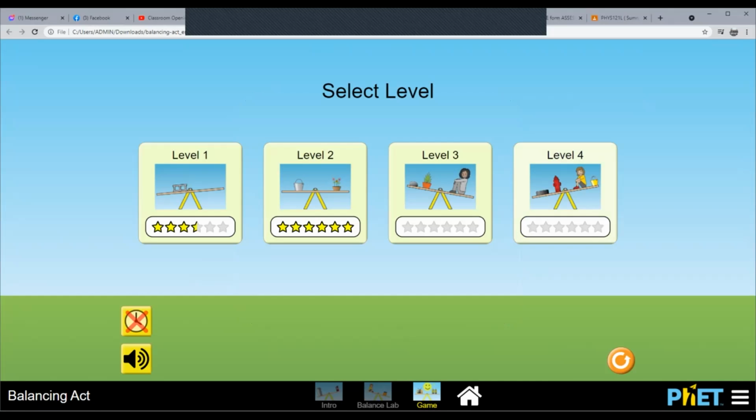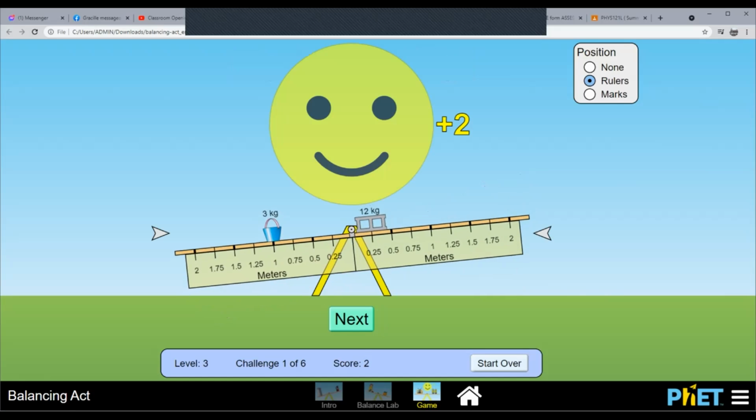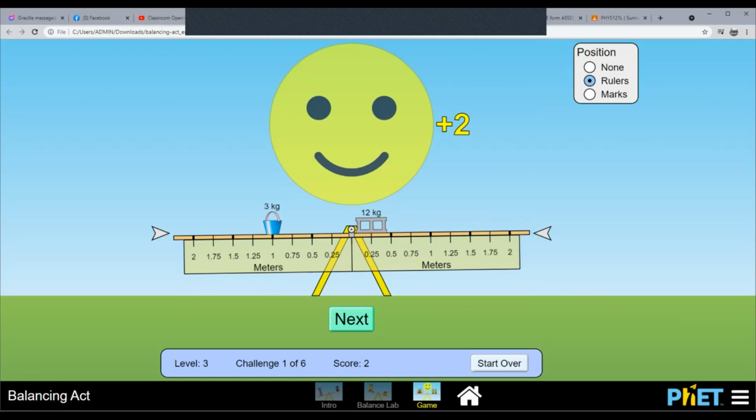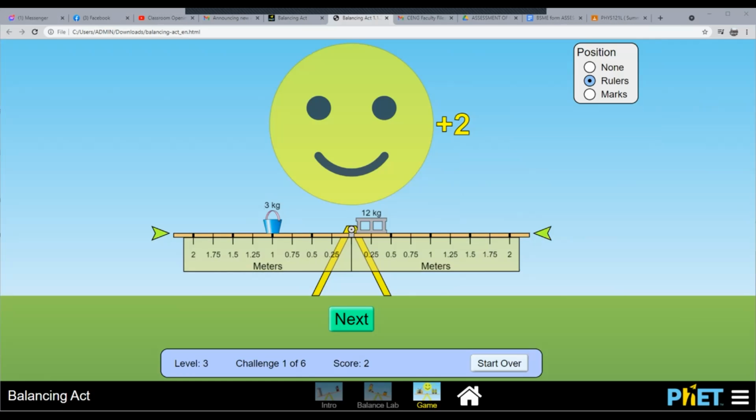Excellent. We'll continue to level 3. You balance it out. We have a 15 kilogram here. Where do we put the hollow blocks? 0.25 po, ma'am. Point 20. 25 po. Okay, that's very good. Okay, next.